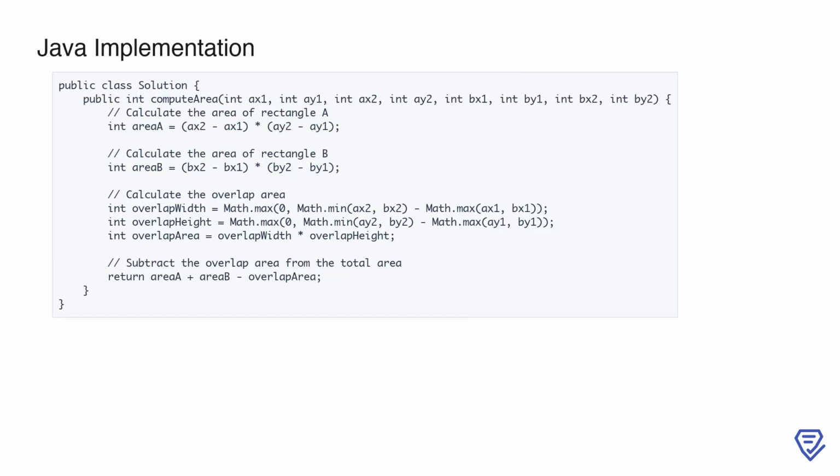This is the Java implementation of the rectangle area problem, LeetCode number 223. The logic mirrors the provided Python implementation, with adjustments for Java-specific syntax and type declarations. Key differences include explicit use of Math.max and Math.min for calculations, and the overall class structure required for Java. The method computes the total area of two rectangles, subtracting the overlap area to avoid double counting.